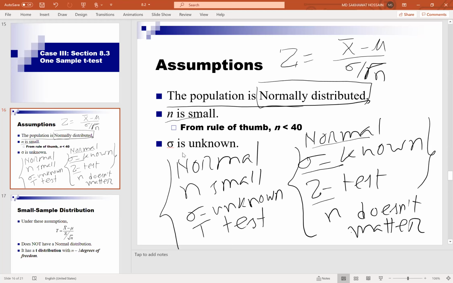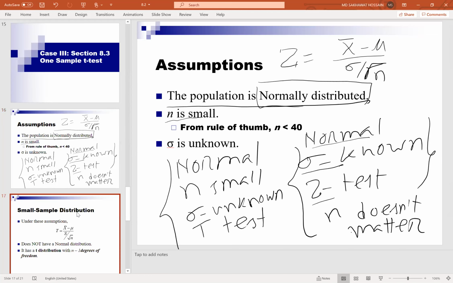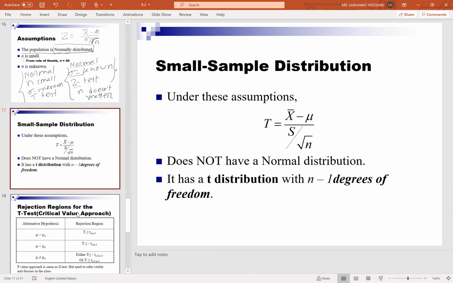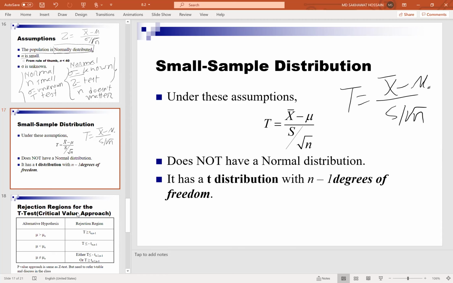Okay, here you can see the assumption: the population is normally distributed, n is small, and sigma is unknown. So what is the test statistic for the t-test? The test statistic is t equals x bar minus mu over s over square root of n. And here mu is mu naught, so it will be x bar minus mu naught divided by s over square root of n. And this test statistic follows a t distribution with n minus 1 degrees of freedom.